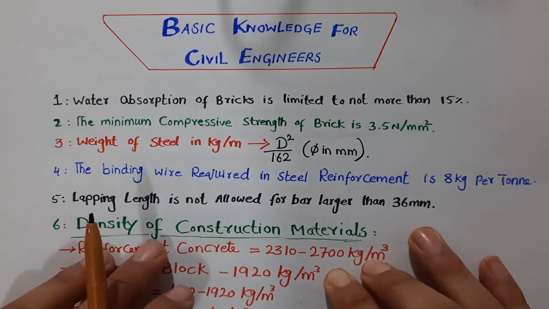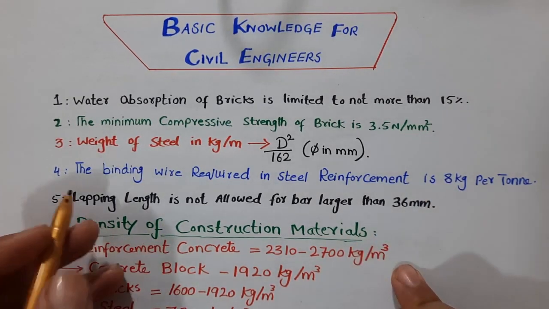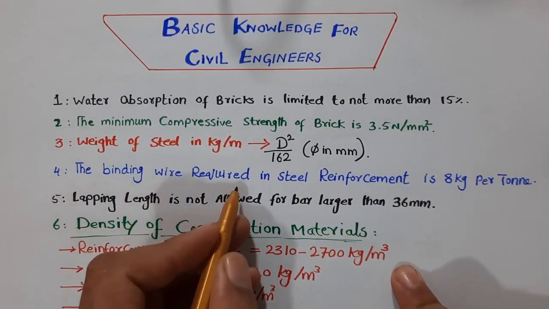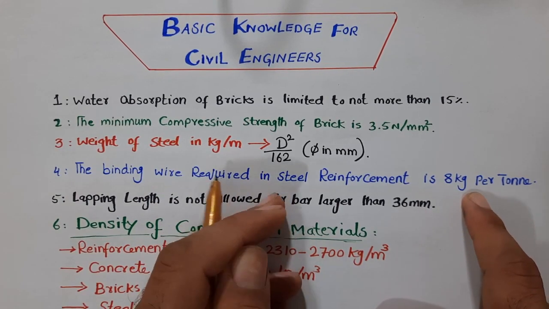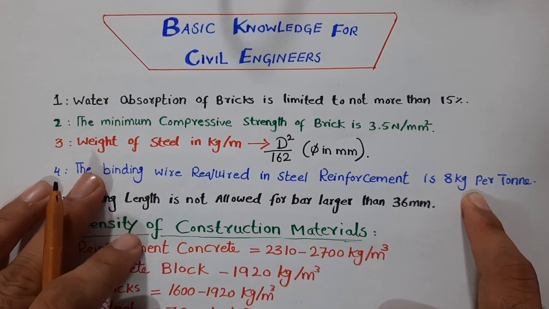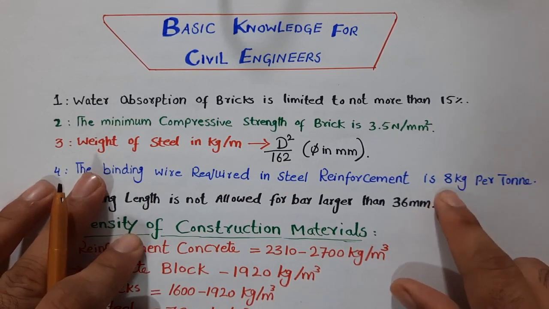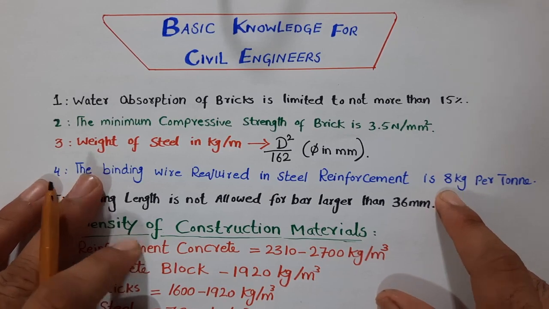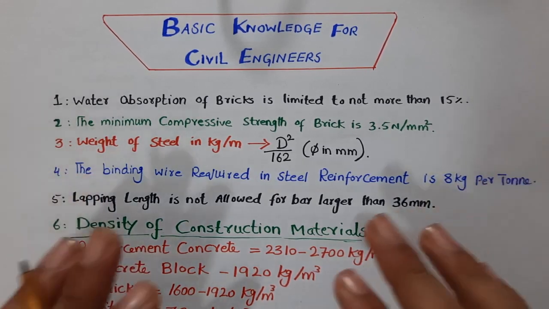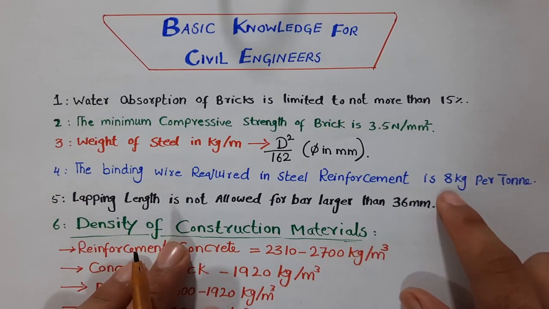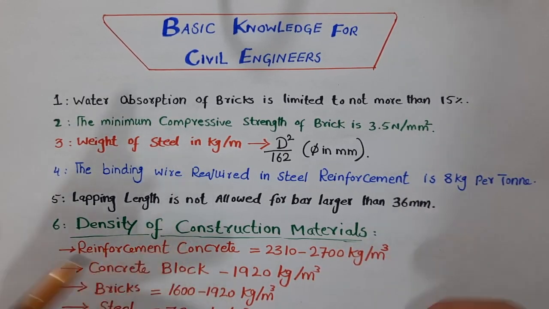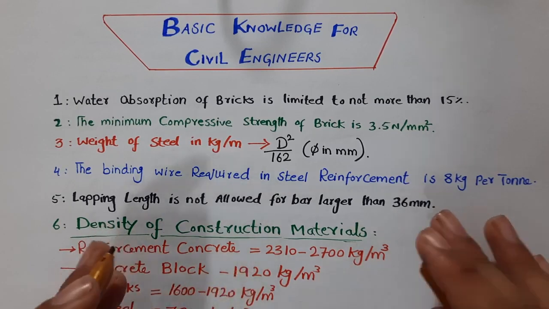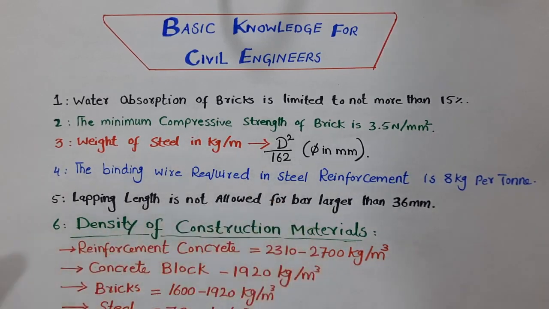The next one is also about steel reinforcement. The binding wire required in steel reinforcement is 8 kg per ton. It means for 1000 kg steel rod, we require 8 kg binding wire to bind the steel reinforcement for slab, beam, column, etc. Okay, so it should not be less than 8 kg, because you will face more problems on construction site. Therefore 8 kg should be minimum for 1 ton steel rod, okay?